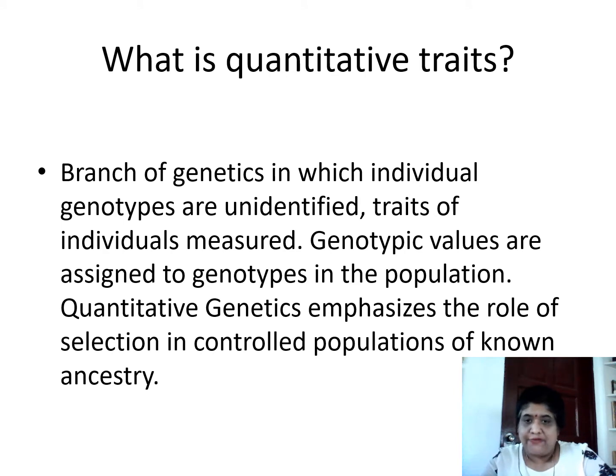Now, again, refresh. What are quantitative traits? It's a branch of genetics where individuals' genotypes are unidentified, traits of individuals are measured, genotype values are assigned to the genotypes in the population, and then the main emphasis in quantitative genetics is to look at selection in a controlled population of known ancestry.